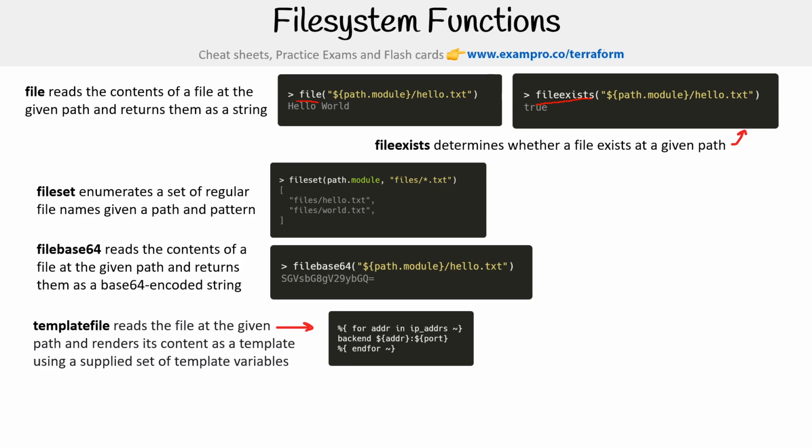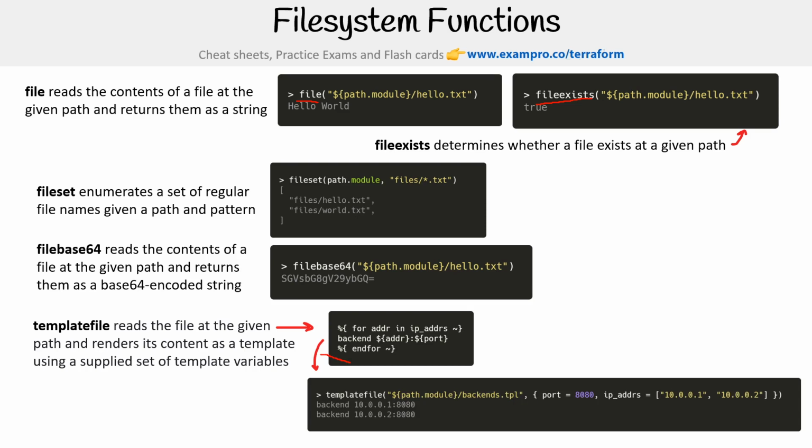Template file, so reads the file at a given path and returns its content as a template using a supplied set of template variables. So that's really useful if you want to do some kind of templating. And just notice it's a two-step process. So this is the template file, the actual file itself, and then we load it here and it's called a .tpl. So there you go.